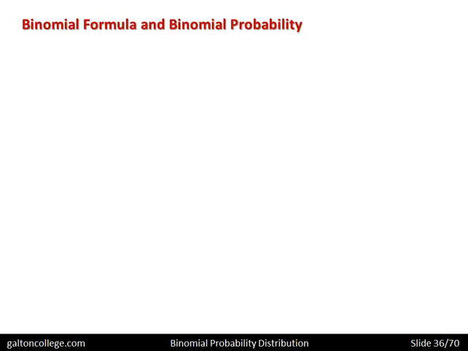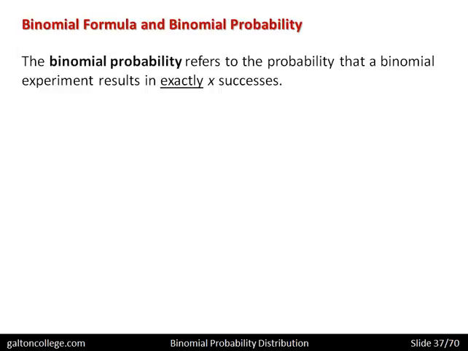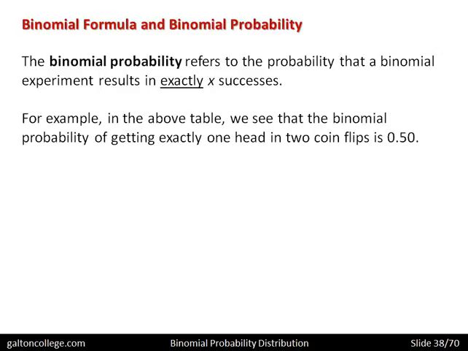Now, binomial formula and binomial probability. Binomial probability refers to the probability that a binomial experiment results in exactly x successes. Exactly x successes. For example, in the table we had earlier on the previous slide, we see that the binomial probability of getting exactly one head in two flips of a coin is 0.5.